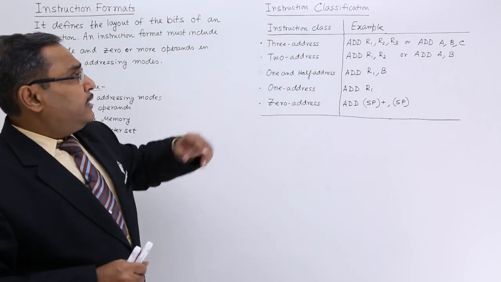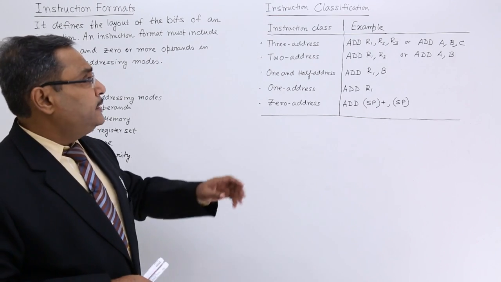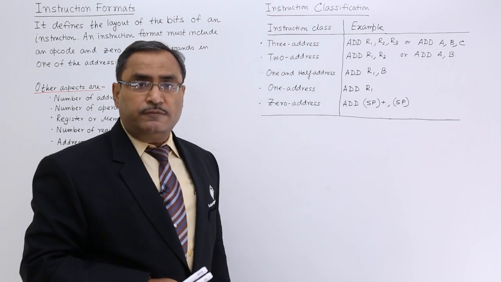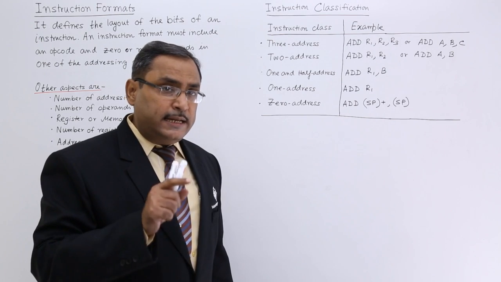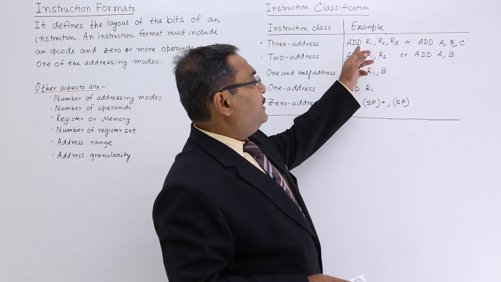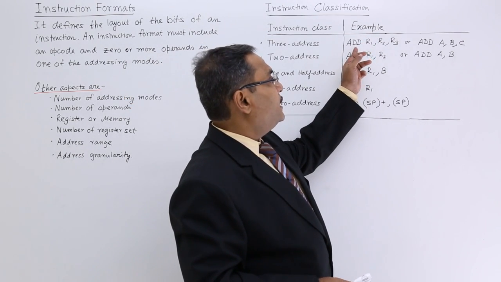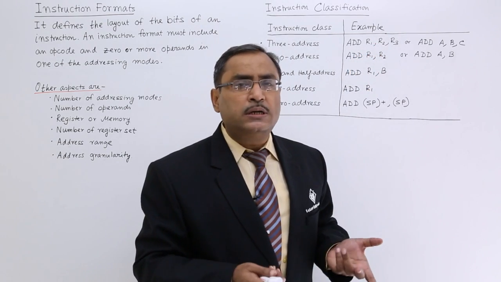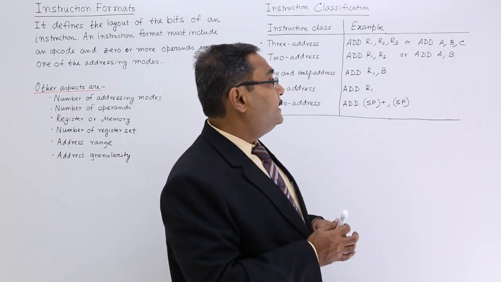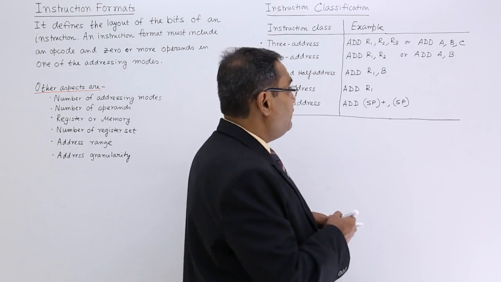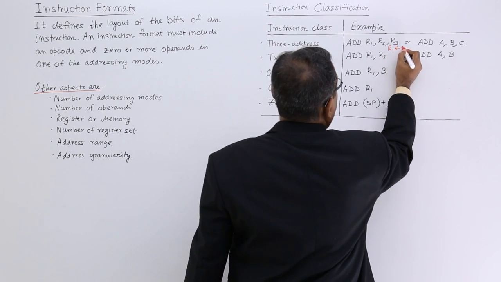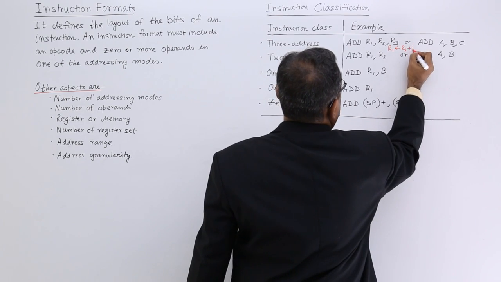Now these instruction classifications are there. These are the instruction classes. One is the 3 address instruction format. Let us suppose, as an example, I can consider add R1, R2, R3, which means R1 is equal to R2 plus R3. If I write it in a comment, R1 will be initialized with R2 plus R3.